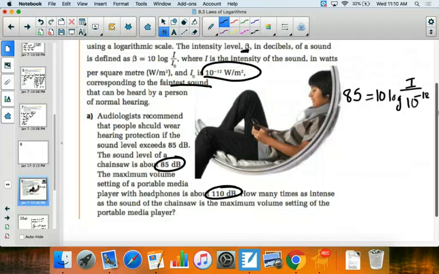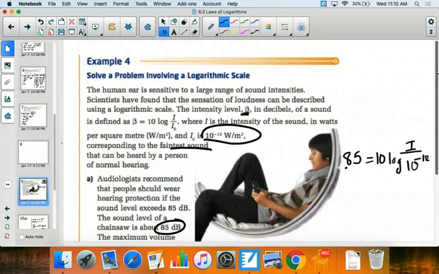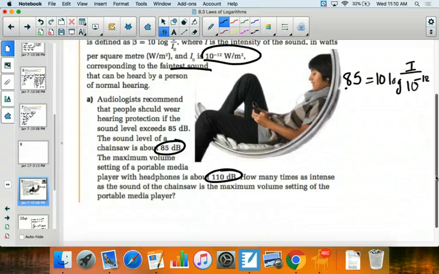So I use my formula. I've been given the decibel value of 85. Put it in for beta equals 10 log I over 10 to the power of negative 12. I'm going to solve for the intensity there. Well, how do I do that? How am I going to go about trying to solve for the intensity in this case? I've got 85 is equal to 10 log, and this entire thing is the argument here.